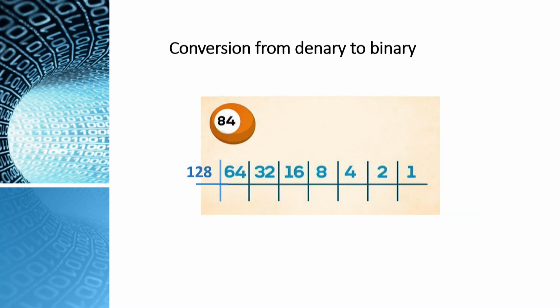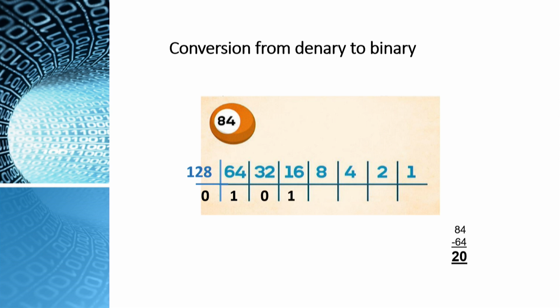Let's take another example. Suppose we have the denary number 84. To convert it to binary, we would again set up our columns with powers of 2. That is 1, 2, 4, 8, 16, etc. Then we look for the highest power of 2 that goes into 84. The highest power of 2 number is 64. 84 minus 64 is equal to 20.